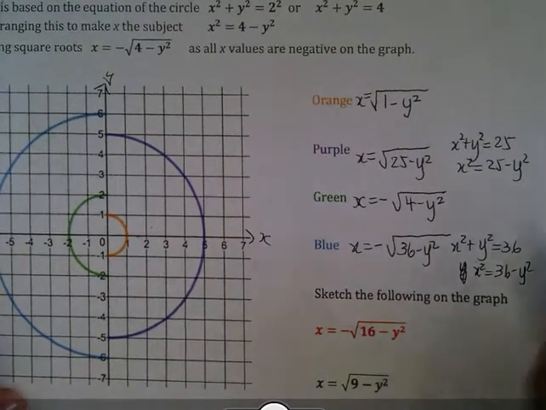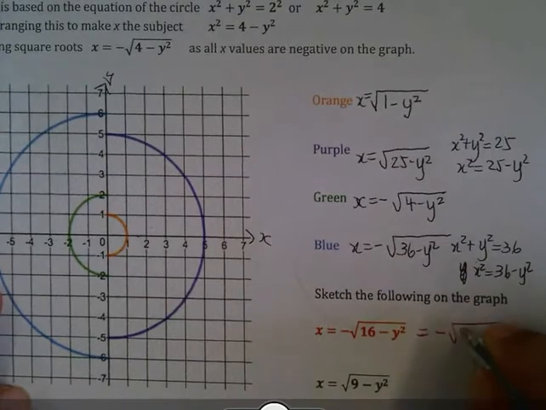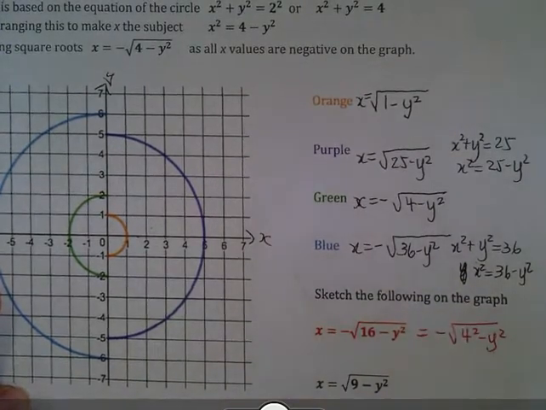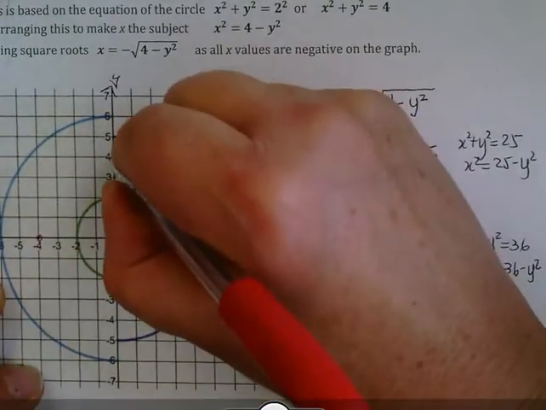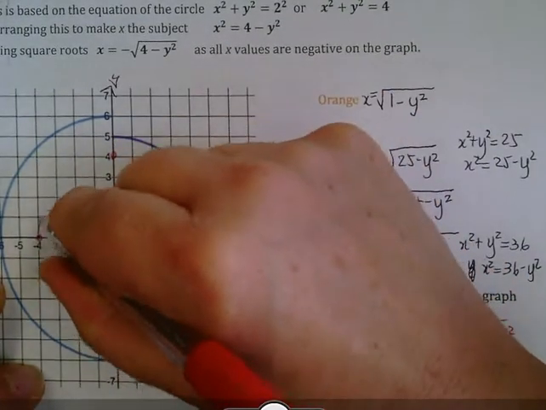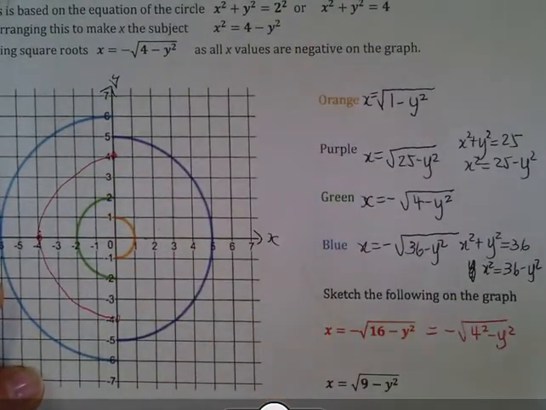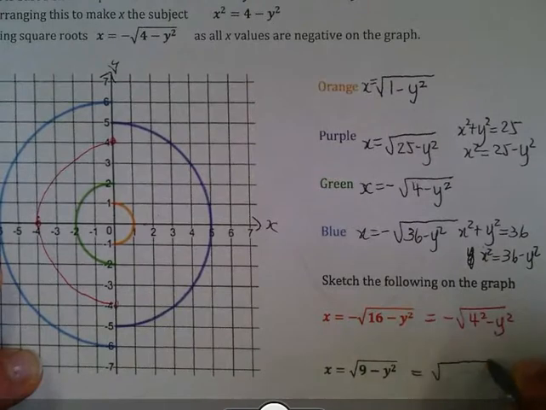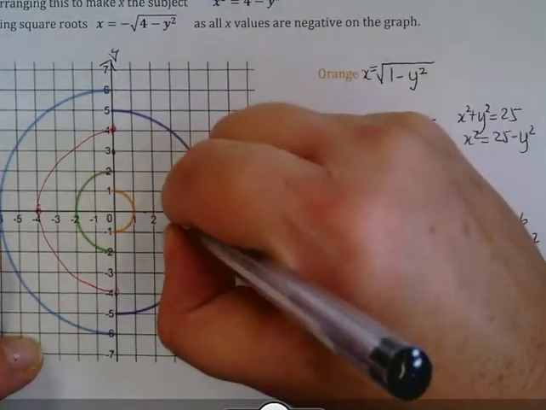X values here have to be negative. This is the same as negative square root of 4 squared minus y squared. The radius is 4, not 16. It's on the negative side as well. So that one's like that. And the other graph has got radius what? That's the same as 3 squared minus y squared. It's got radius 3. And it's on the positive side.